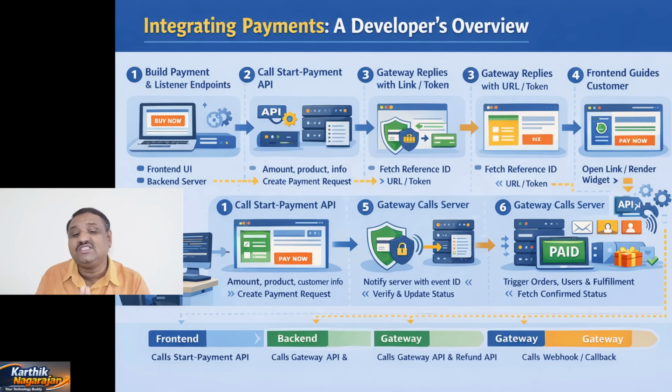If the gateway sends failed or cancelled, the backend updates the status accordingly. And the front end shows a clear message and allows retry by calling payments start again with a new reference.